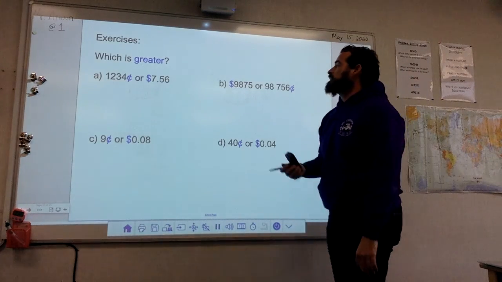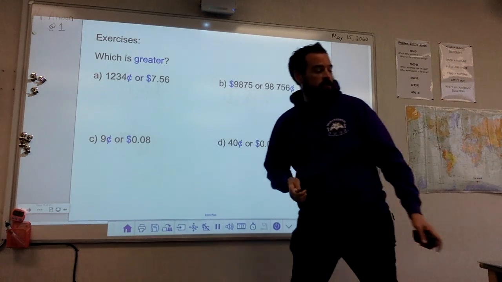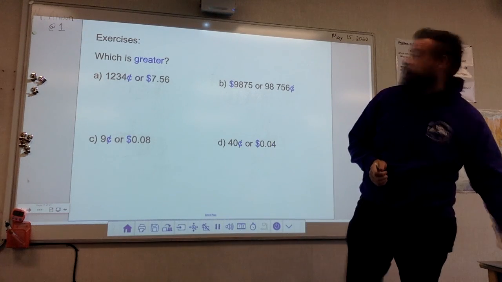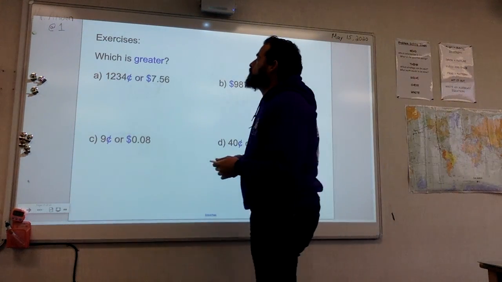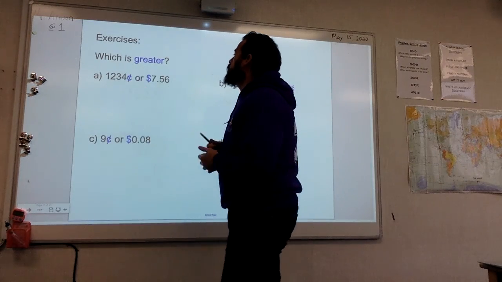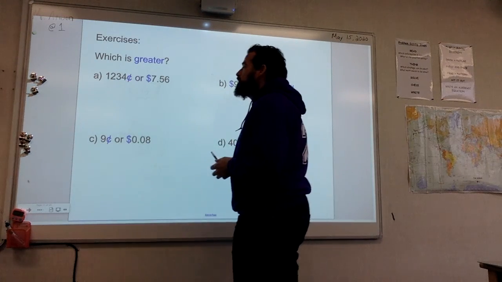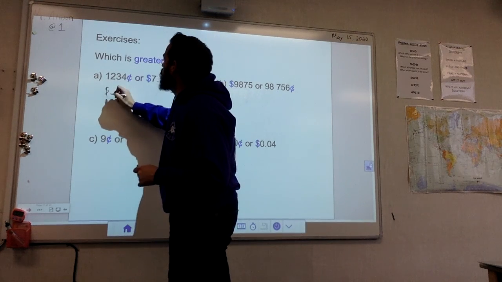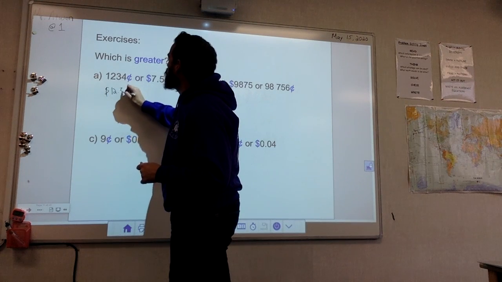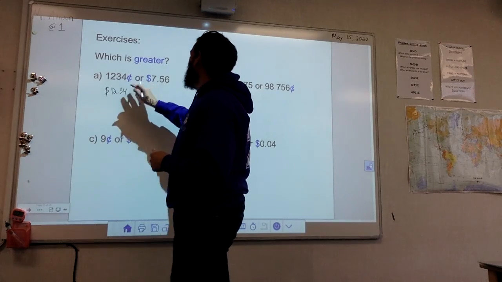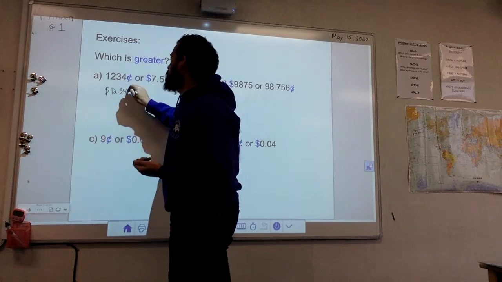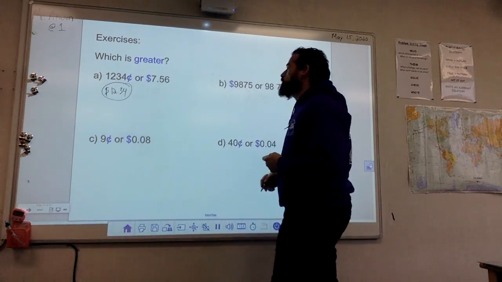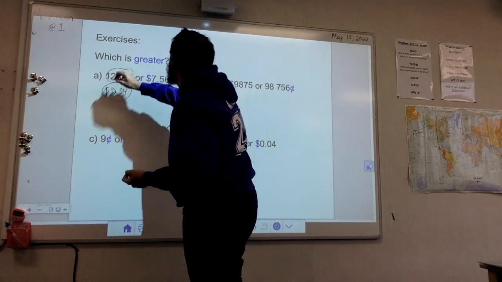So here we go again, same thing. Here are a few examples of what I'm talking about. So I've got 1,234 cents or $7.56. I'm going to convert this to $12.34. I can see more digits, so that's going to be bigger. So that is the bigger amount, so circle that one.